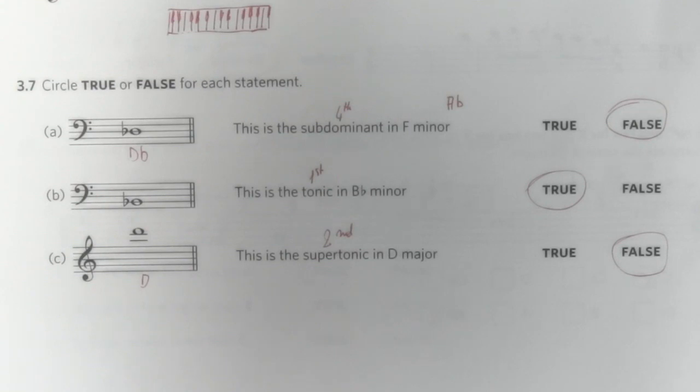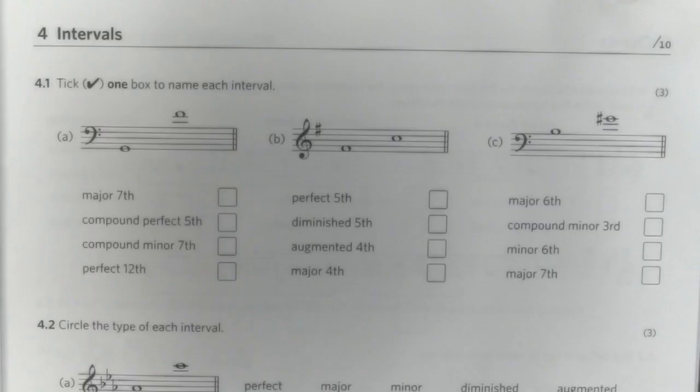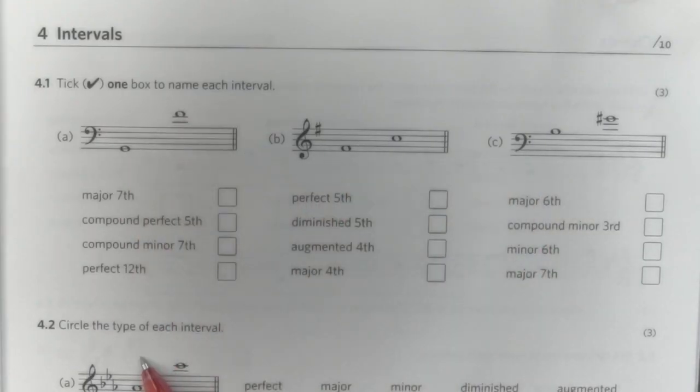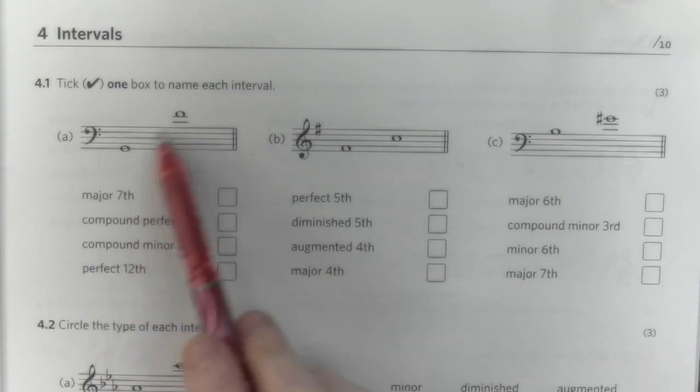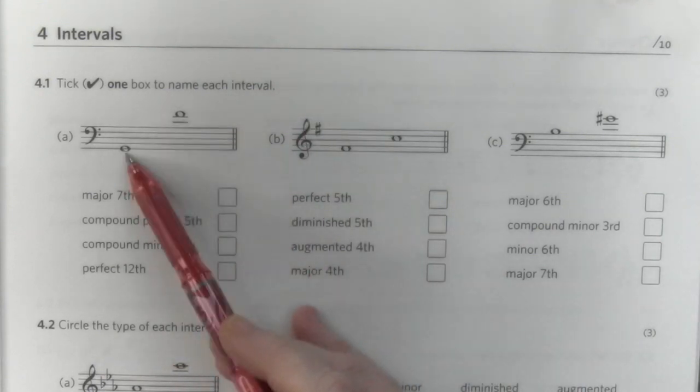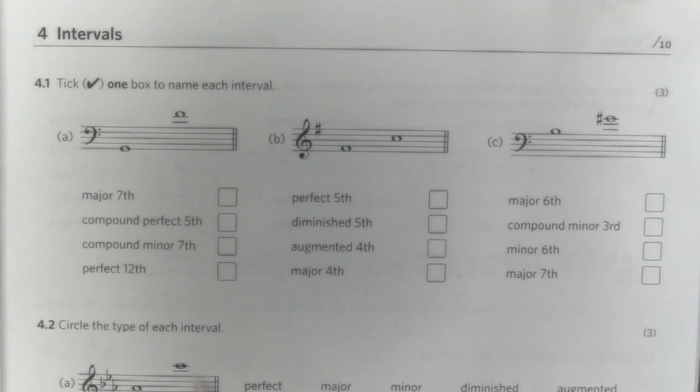Let's go on to the section relating to intervals. Okay, we need to name the intervals indicated here and tick the box that corresponds to the correct name. So this is a compound interval. We know it already. Is bigger than an octave. So we can exclude this one and nothing else really, because this is also compound interval, compound.